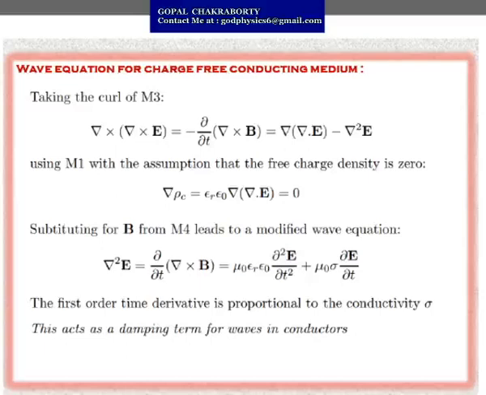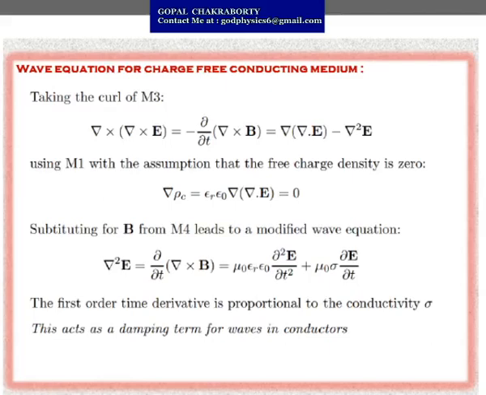On the left hand side, applying the formula, we get del of (del dot E) minus del square E. Now, Maxwell's first equation, with the assumption that free charge density rho is 0, means del dot E is 0. So the first term of this equation goes to 0. So what will we find? We will find minus del square E equals minus del/del t of (del cross B).